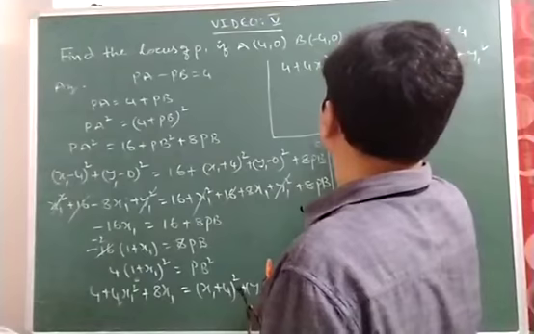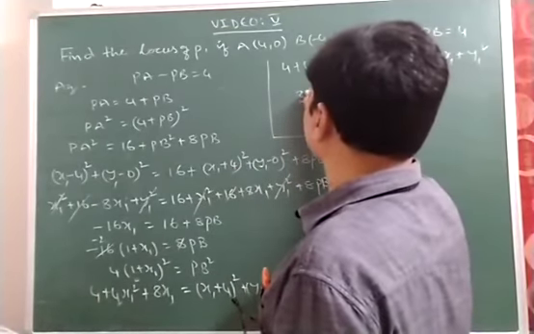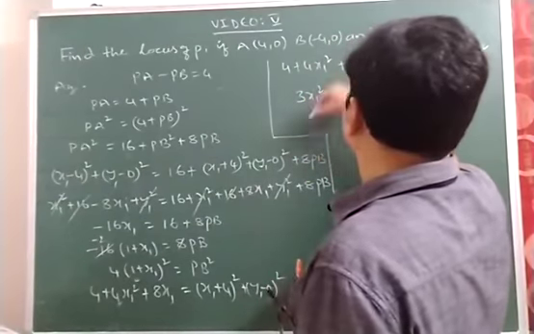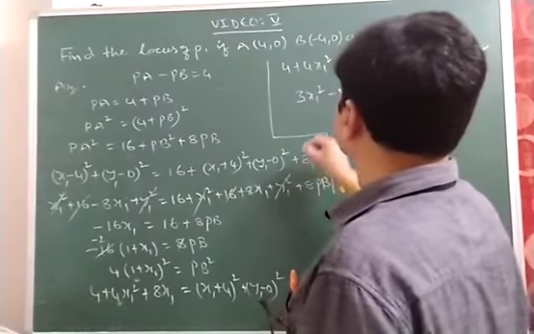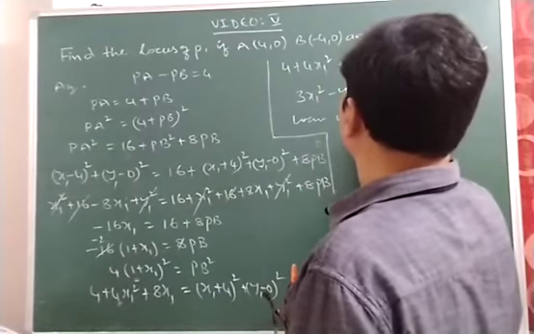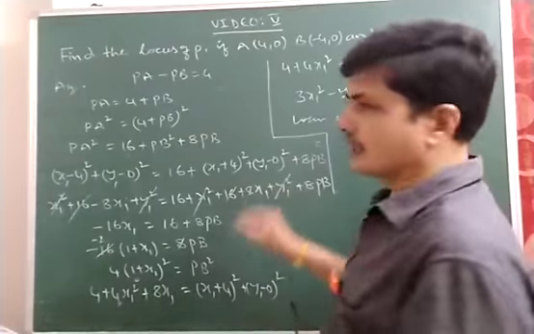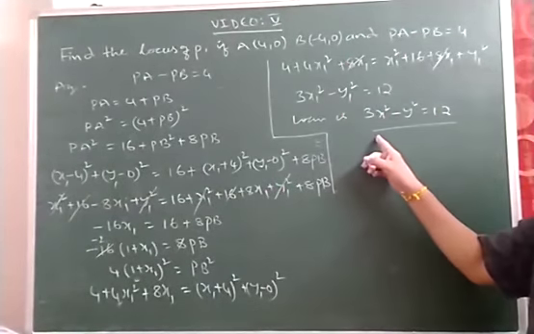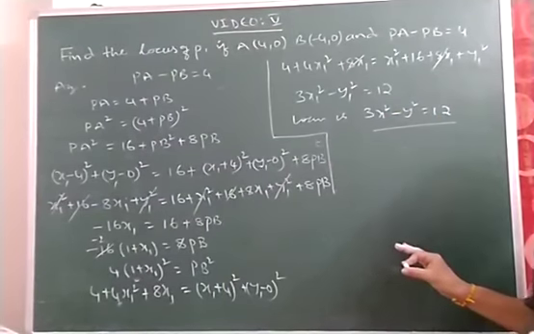Now this is taken into LHS. 4x1 square minus x1 square means 3x1 square minus y1 square. 8x1 is cancelled. Is equal to 12. Locus is 3x square minus y square is equal to 12, which is the required locus. That's all. Locus topic is completed.